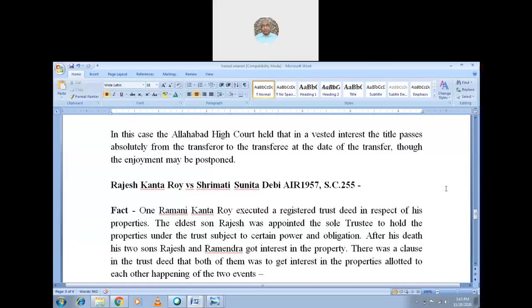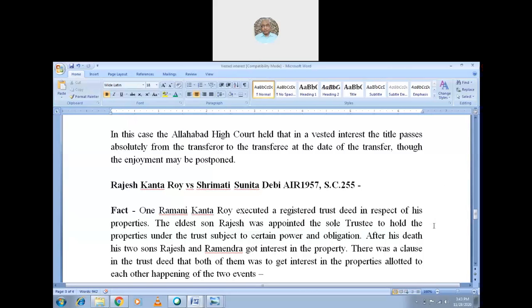Because it is a Calcutta case. In the Calcutta side there is no V, there is only B. That's why they don't say Ravindranath Tagore, they say Rabindranath Tagore. So this is Rajesh Kanta Roy versus Srimati Sunita Devi actually. But there is no V.